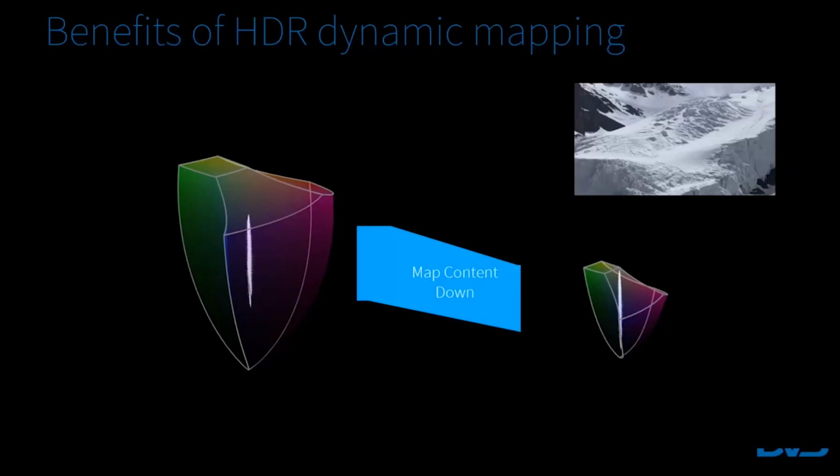Now, what I would ideally do in mapping this original image to a more limited consumer display is map all the pixels in the image down. So I would take some of the brightest parts of the image and move them down, but also some of the darkest bits of the image, and move those down too, so I can preserve the dynamic range.